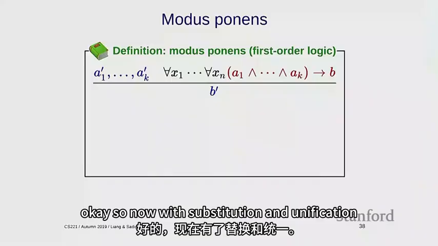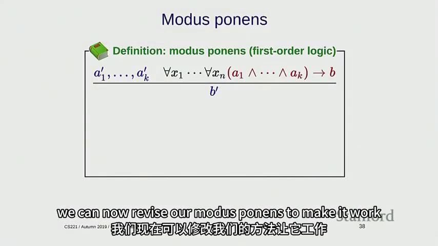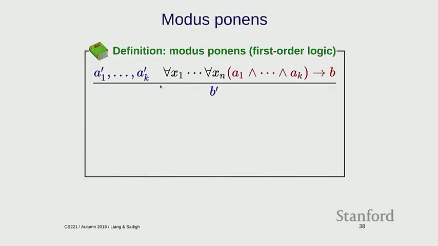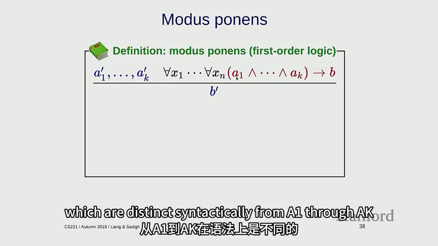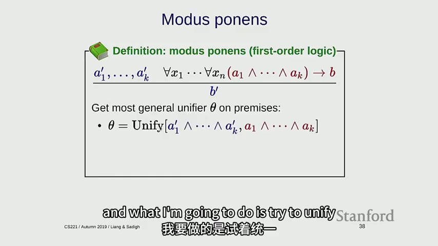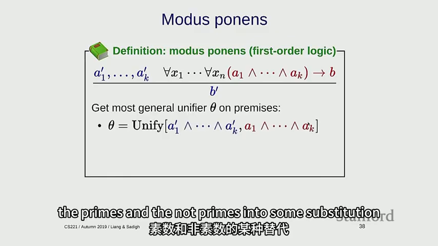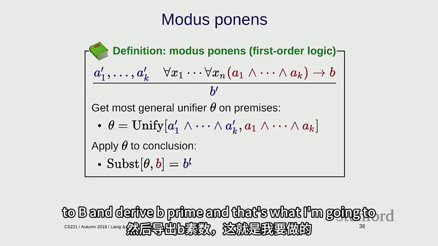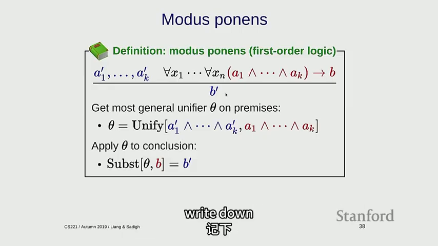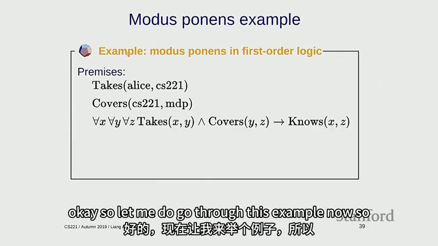Okay, so now with substitution and unification, we can revise our modus ponens to make it work. I'm going to have a1 prime through ak prime, which are syntactically distinct from a1 through ak. What I'm going to do is try to unify the primes and the non-primes into some substitution. And once I have the substitution, I can apply it to b and derive b prime, and that's what I'm going to write down.